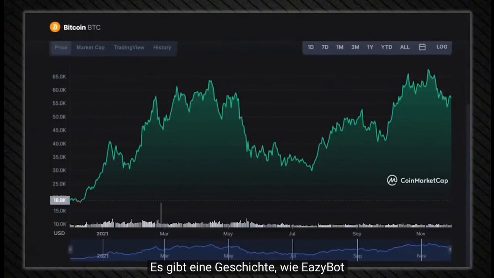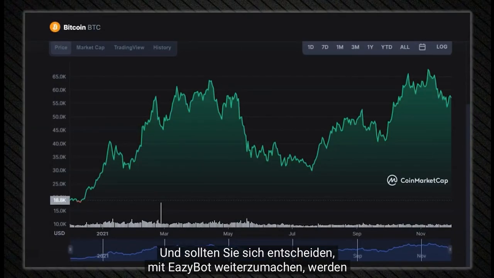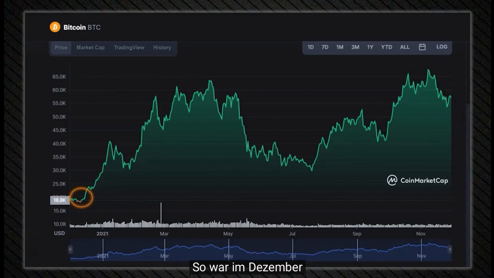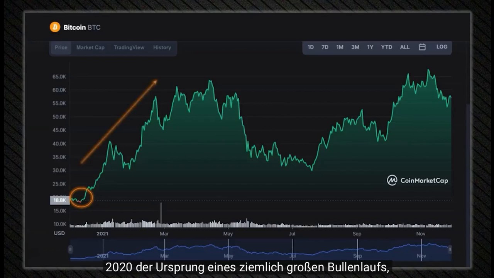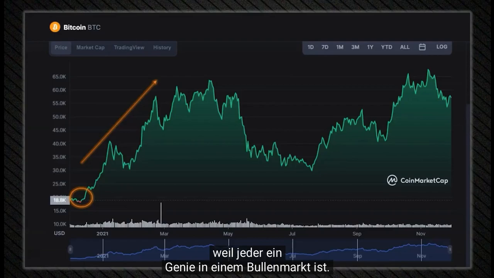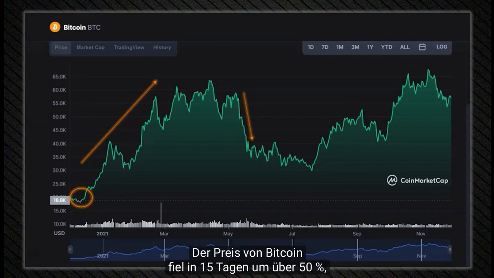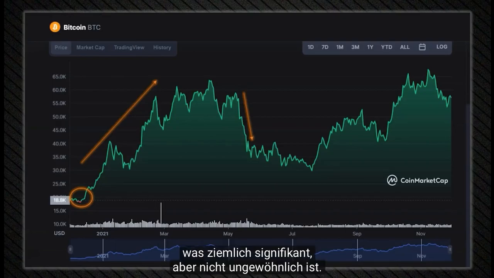There's a story behind how Eazybot came up with this proprietary solution, and should you decide to move forward with Eazybot, you'll actually get to meet the mind behind this strategy. So back in December of 2020 was the origin of quite a large bull run, which brought everyone out of the woodwork. Everyone that could spell crypto trading bot was releasing their own trading bot because everybody's a genius in a bull market. But then, as is commonplace, there was a big market crash. The price of Bitcoin fell over 50% in 15 days, which is quite significant, but not that uncommon.